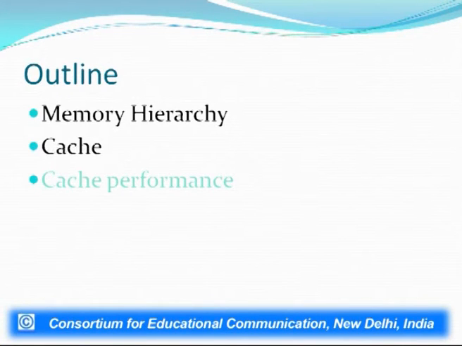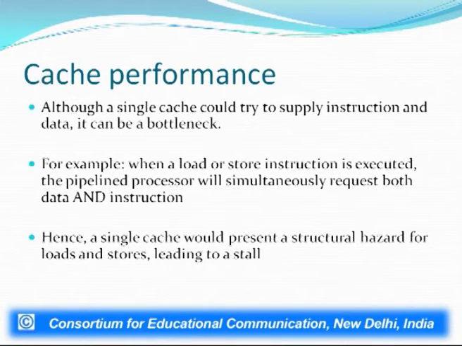Now, we have to talk about the cache's performance. We have talked about the cache memory, set associative mapping, direct mapping and associative mapping. Now, we talk about cache performance. Although a single cache could try to supply instructions and data, it can be a bottleneck.